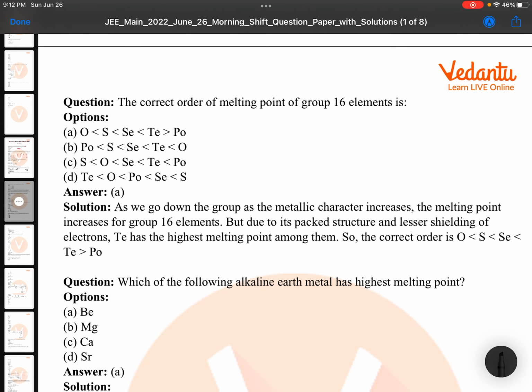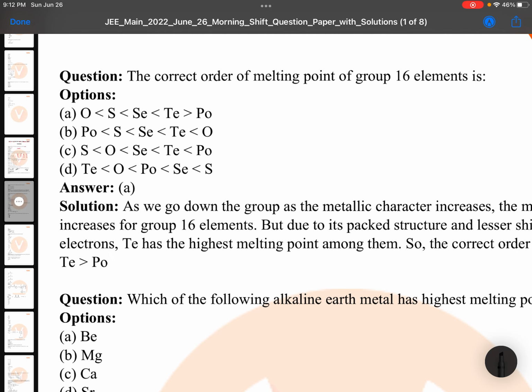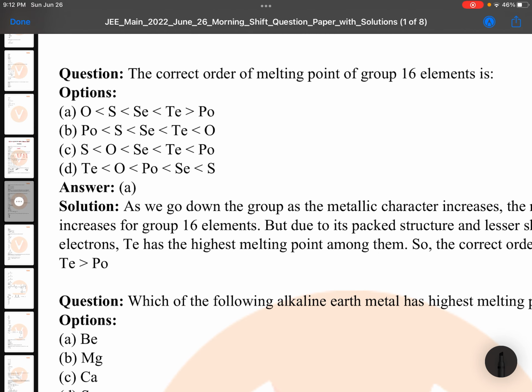The correct order of melting point of group 16 elements is, again, easy. Down the group, the melting points will be increasing, in general. There may be a small exception, but oxygen is a gas, so it must be least, and there is only one option with oxygen as the least. Oxygen, sulfur, selenium, tellurium, polonium. Slightly here, tellurium is greater. This is according to NCERT. So this is a P block question.